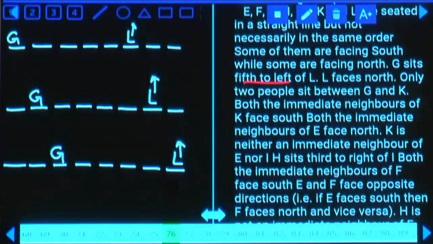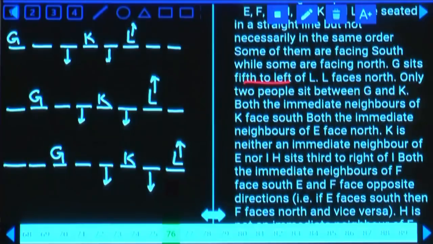Only 2 people are between G and K. Now in the first case K is here, and in the second and third cases K must be here. And only 2 people between G and K. Both the immediate neighbors of K are facing south. Whoever comes at these 2 places must be facing towards south only. And immediate neighbors of K are facing south.